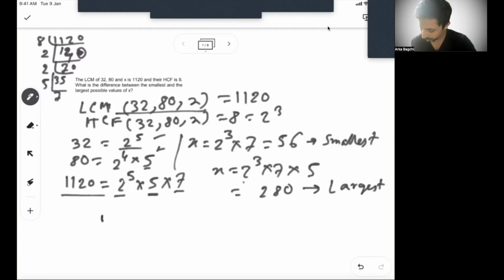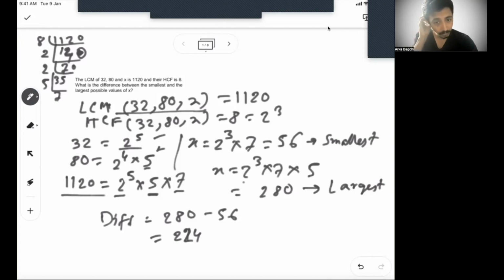So the difference is 280 minus 56, or 214. Sorry, 224. So 224 is the difference.